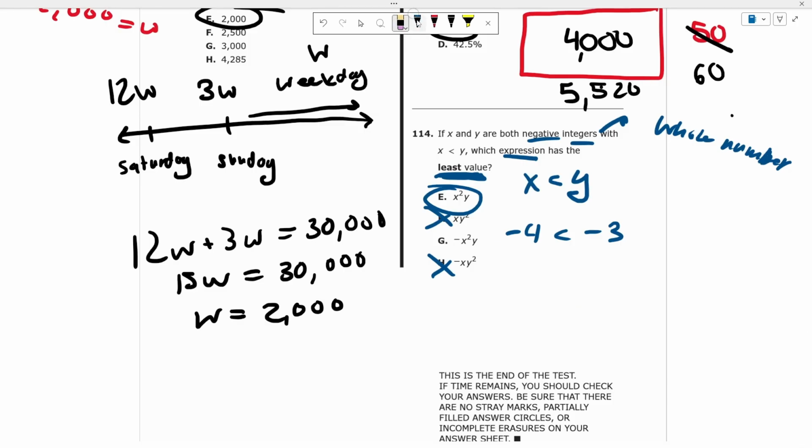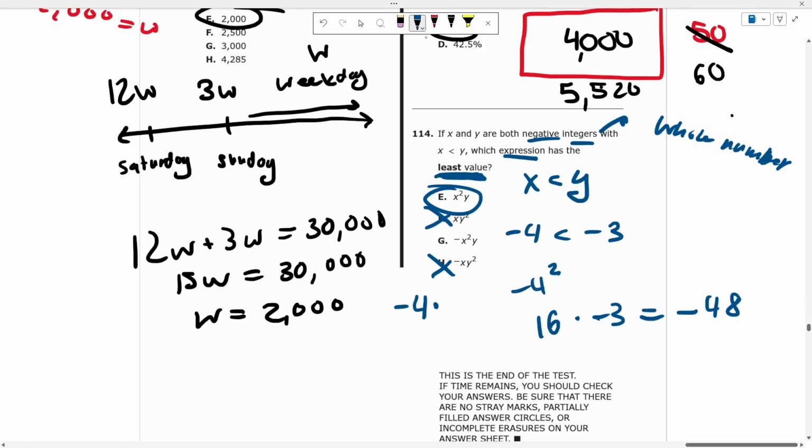Now watch this, right? X squared, or negative 4 squared, is equal to 16. And 16 times negative 3 is going to equal negative 48, which is going to be the smallest possible value, right? Well, what would happen if I squared y? Well, if I squared y, I'd get negative 4 times y squared, which is negative 3 squared, which is 9. I'd get negative 36, which is actually a bigger number than negative 48. So what you need to notice here is that x will always have a bigger number. Even if it has a smaller value, it is going to have a bigger number. When you square a bigger number, you're going to get a bigger value. And the bigger the negative number, the smaller the value, okay?